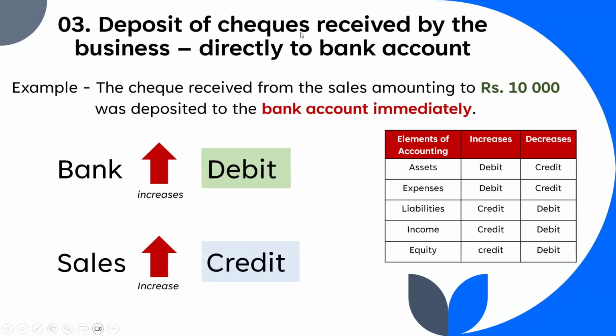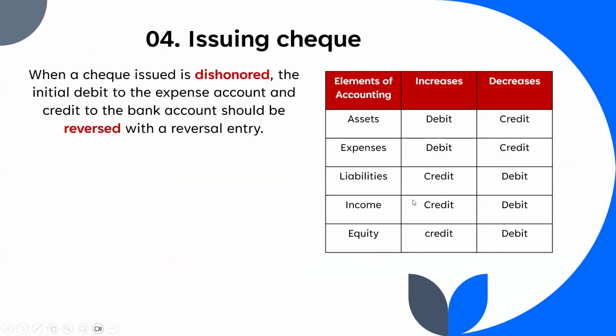So the double entry for depositing checks immediately to the bank is going to be bank account debit, and you have to write the amount, since they have given you the amount as 10,000. If it's a question with the amount. When you're writing the double entry, you can just write it as it is, so it can be the relevant income account or something. Okay. So bank account increases, debit. So bank account debit and sales account credit. Next is issuing a check. So when you are issuing a check, what is going to be the double entry?